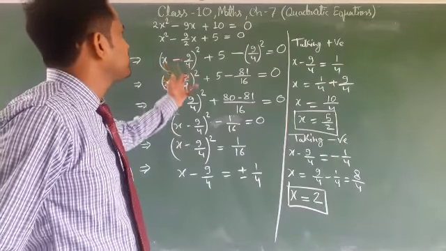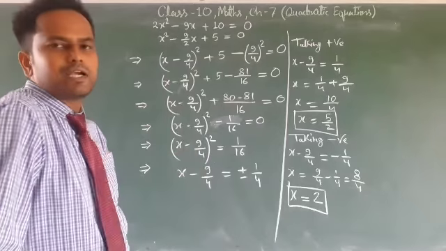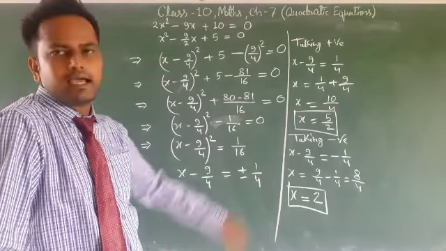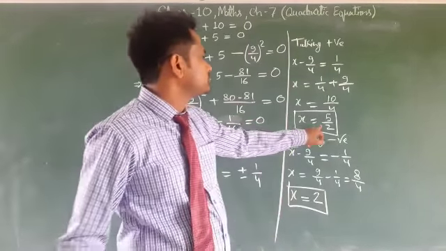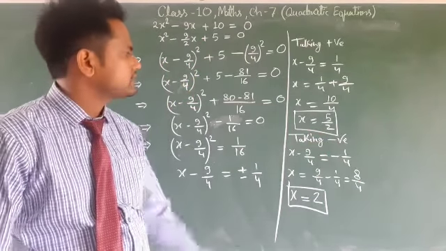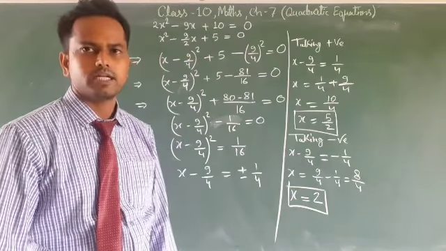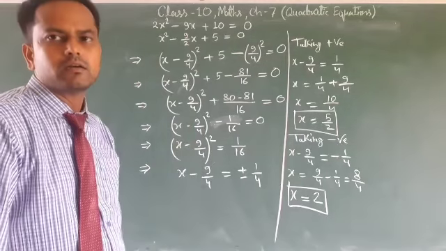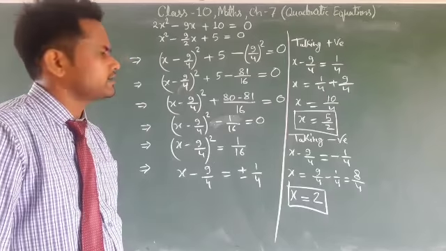So after solving this quadratic equation by the method of completing the square, we get the values of x are 5 by 2 and 2, and these values are called roots of the quadratic equation. That is, one value is alpha and the other value is beta. Got it? So this whole process is called method of completing the square. Pause the video and note it down.